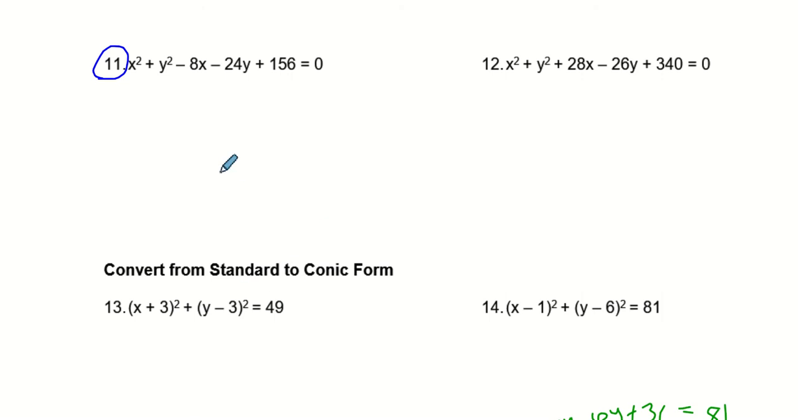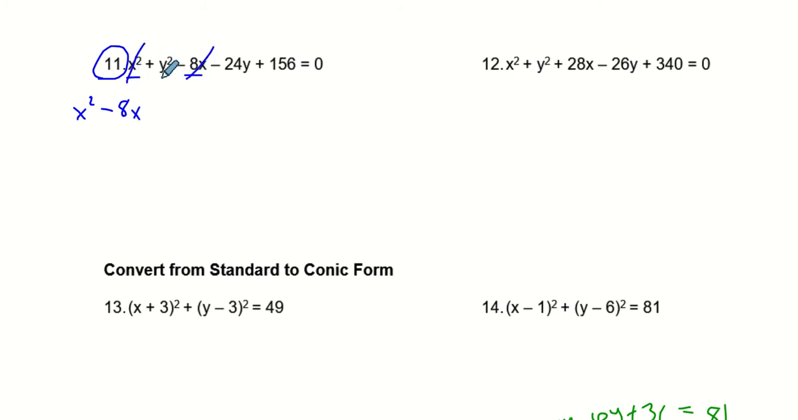The first thing you're going to do when you're going from here to here is put the x's together and the y's together. I don't mean combining like terms, I just mean grouping them together. So I'm going to put the things that have x's together: x squared minus 8x. So those have the x's.